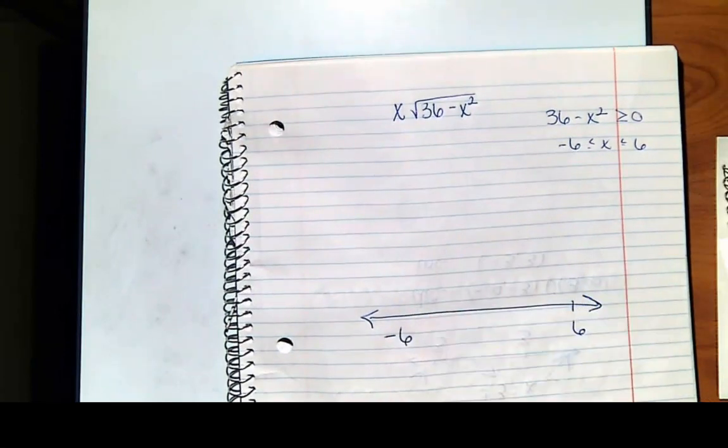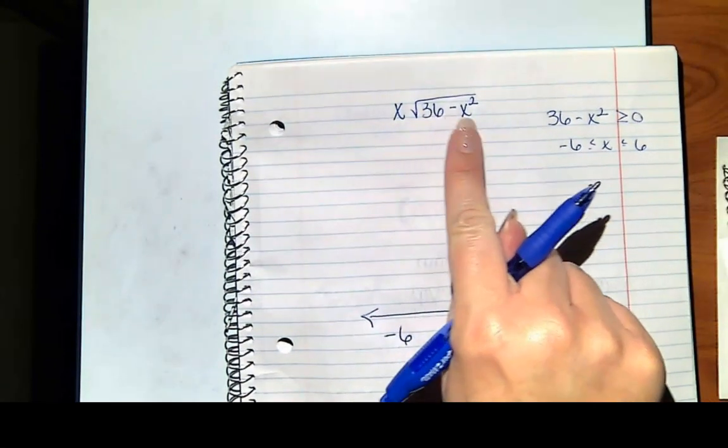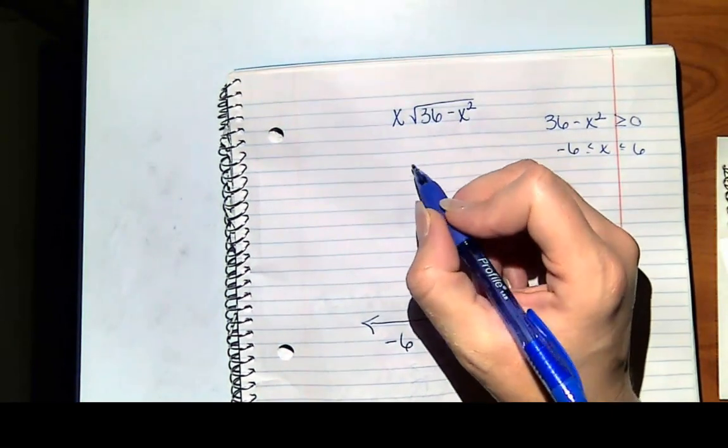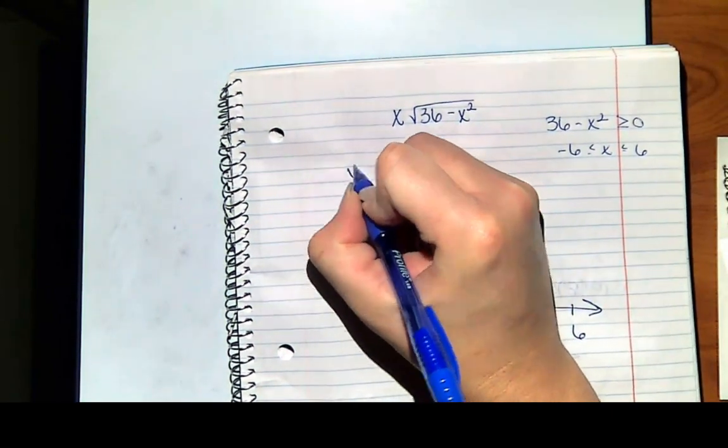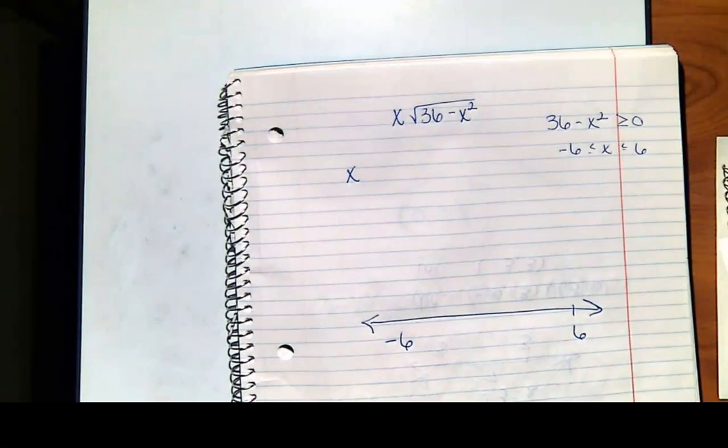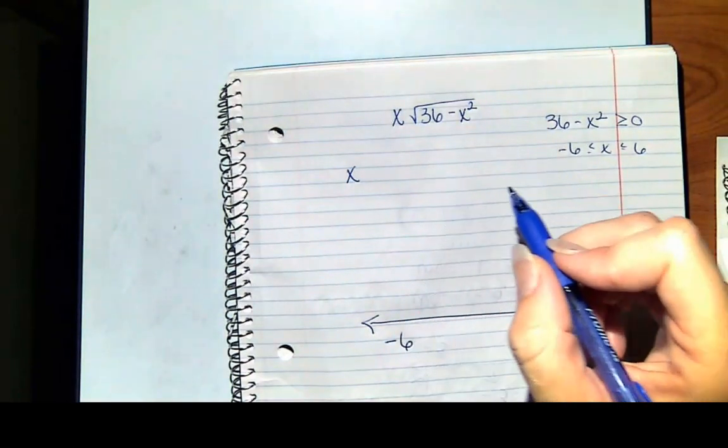Okay, so the next thing is take a derivative. So I've got variables times variables, so I need to use the product rule. So I've got the first times the derivative of the second.